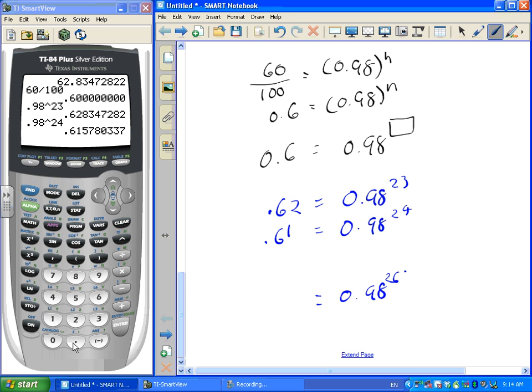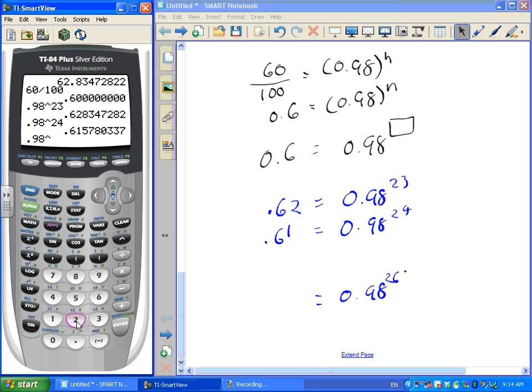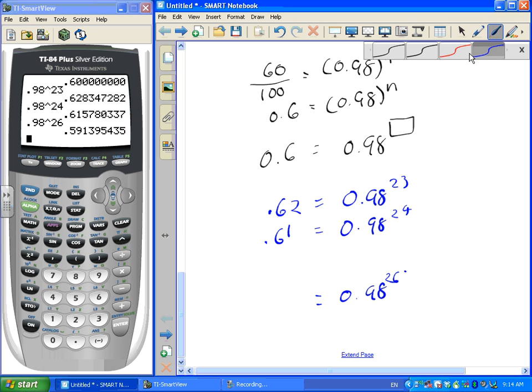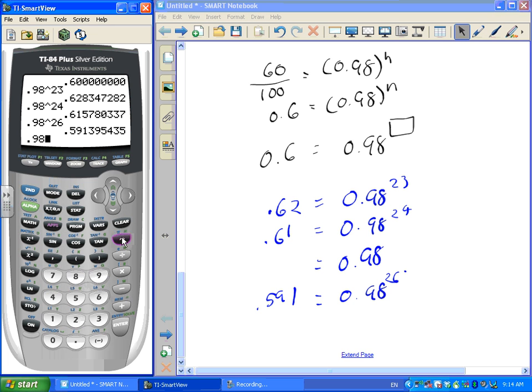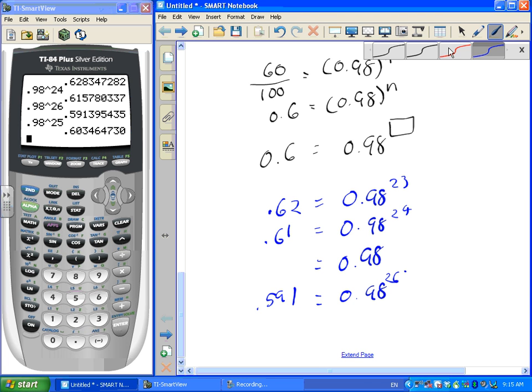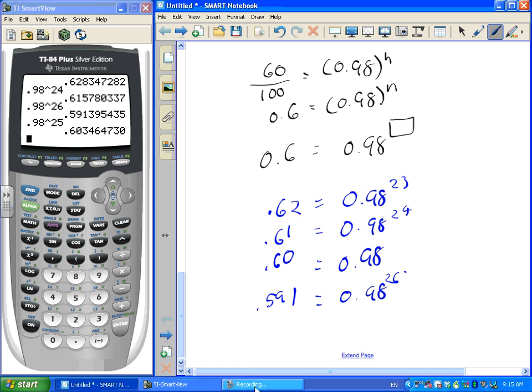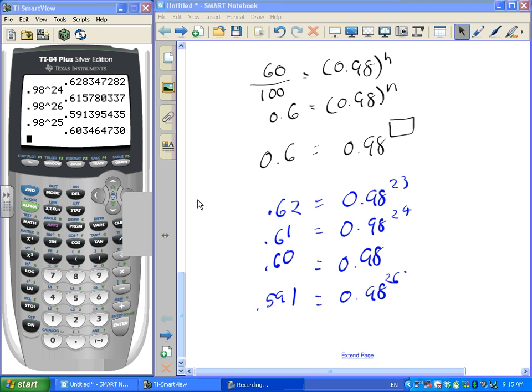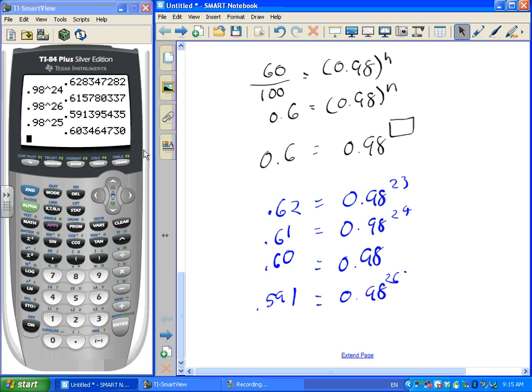See what happens. 0.98 to the power of 26. Hey, we're just below. Oh, let's check the 25 just to make sure. We want to see which one's going to be closest. We won't be exact. So let's try to the power of 25. From this information, that wasn't exactly it, that was 0.3. Whoops.